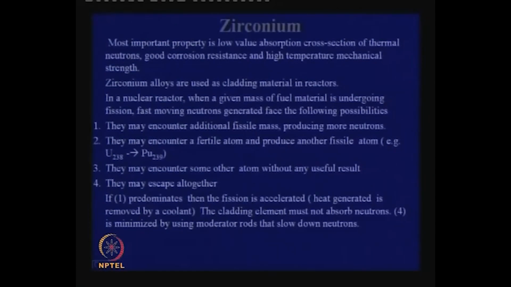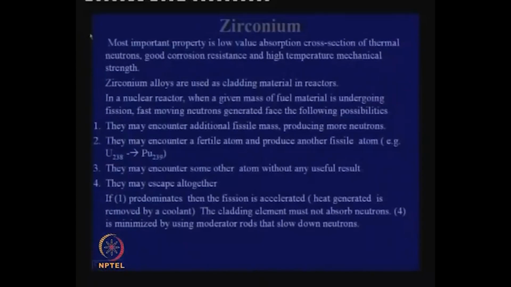Now, during a nuclear fission reaction, what happens is a mass splits into two nearly equal halves which go in two directions at high velocities. A small amount of mass is converted into energy. High velocity neutrons are emitted, and these neutrons can face four possibilities.